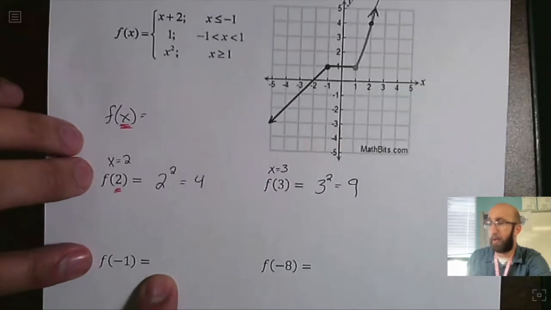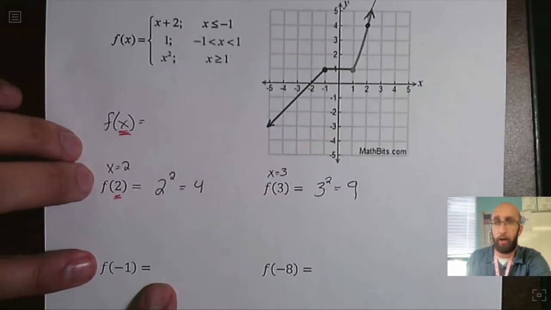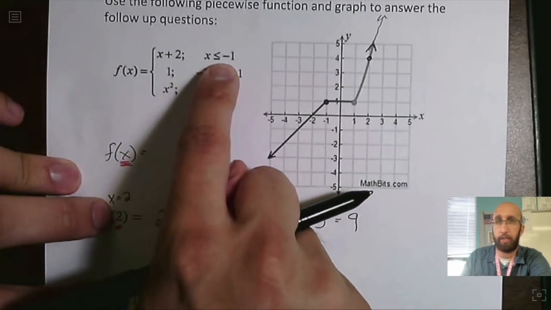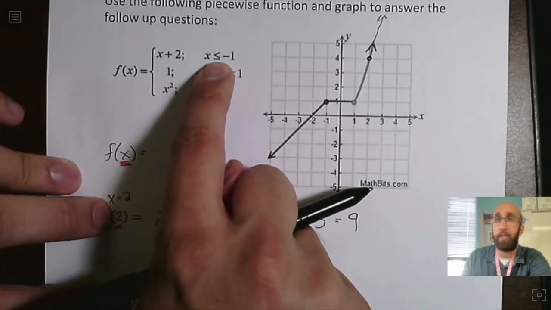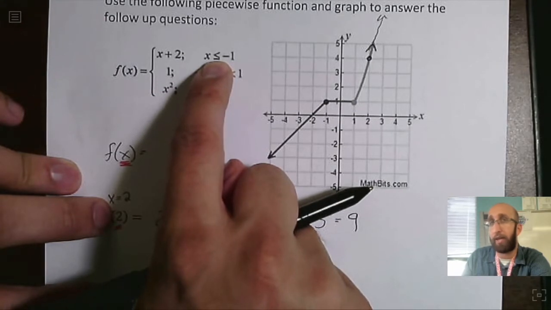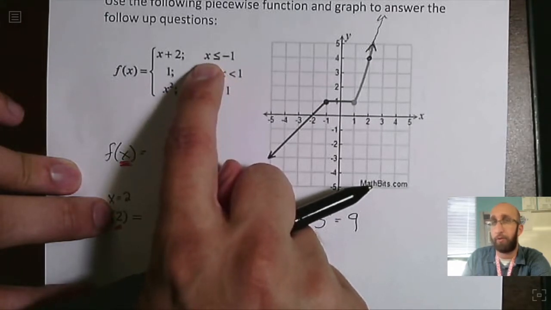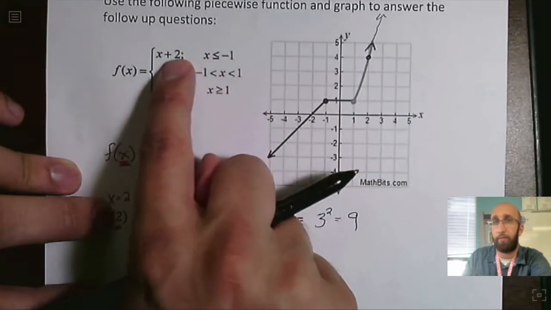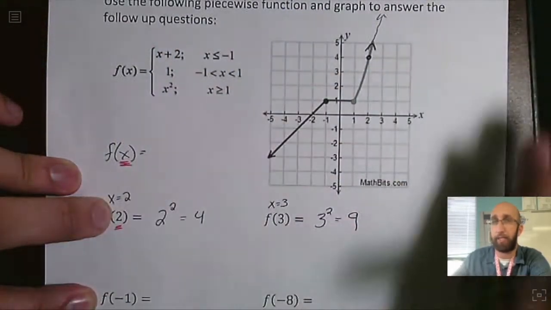Next one, f of -1, f of -1. So if I look at my equations, is -1 less than or equal to -1? Yes, because we have that line underneath, that means, hey, these can also be equal to. So if I'm imagining a -1 here, -1 is equal to -1. Therefore, this is the piece I am using.